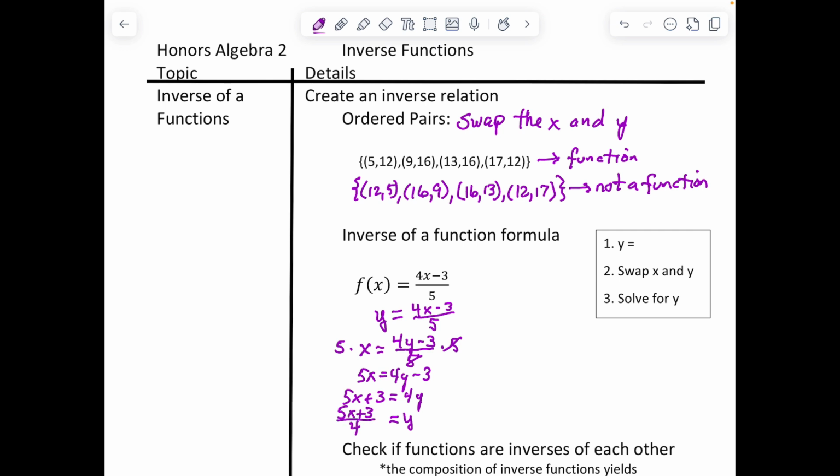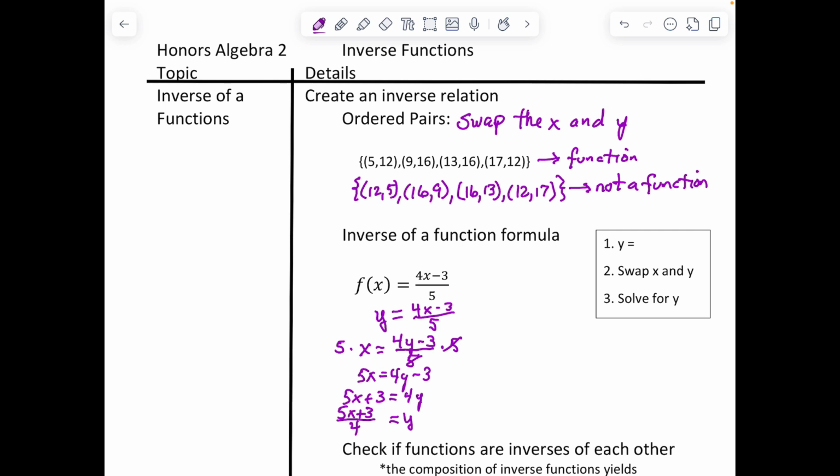That function is now the inverse of the original. If you put a number into the original function and then find the output, take that output and put it into this new one, it will then undo it and give you the original number that you put in.